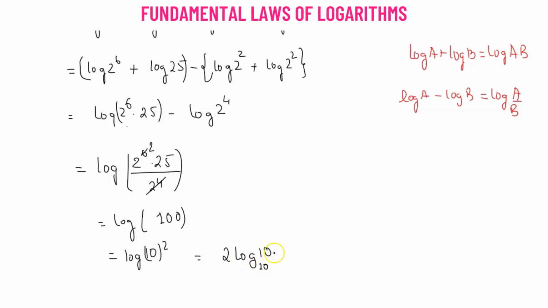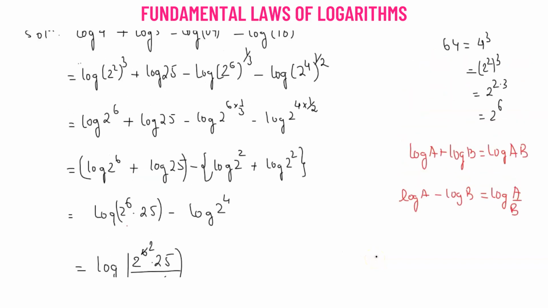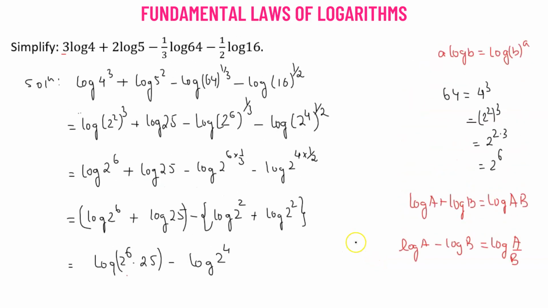And that's the reason why log of 10 is always equal to 1. So that means we have 2 times 1. And our final value is going to be equal to 2. So that means the simplified value of this particular logarithmic expression is equal to 2.